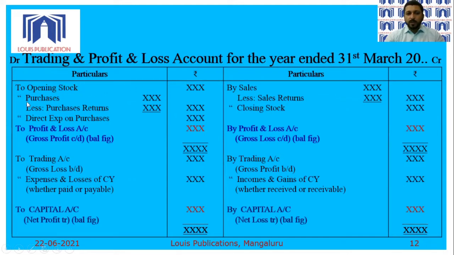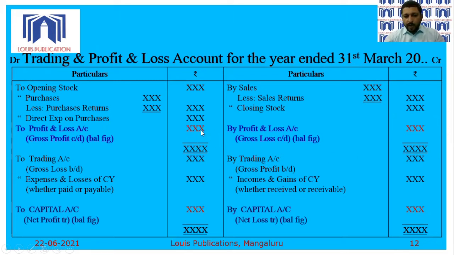So we have opening stock, we have purchases, less purchase returns. This is net purchases, direct expense on purchases. Then we have by sales, less sales returns. This is net sales, and by closing stock. So if I get a credit balance in trading account, credit side total greater than the debit side, this is the balance we get, and that is gross profit, and it will be carried down. Understand this: trading account debited to profit and loss account. This is now profit and loss account, which will be credited by trading account.